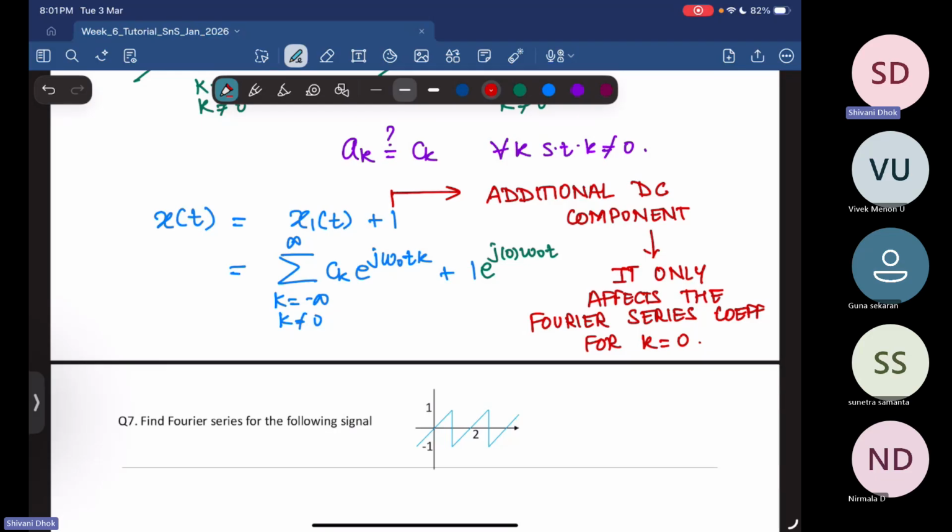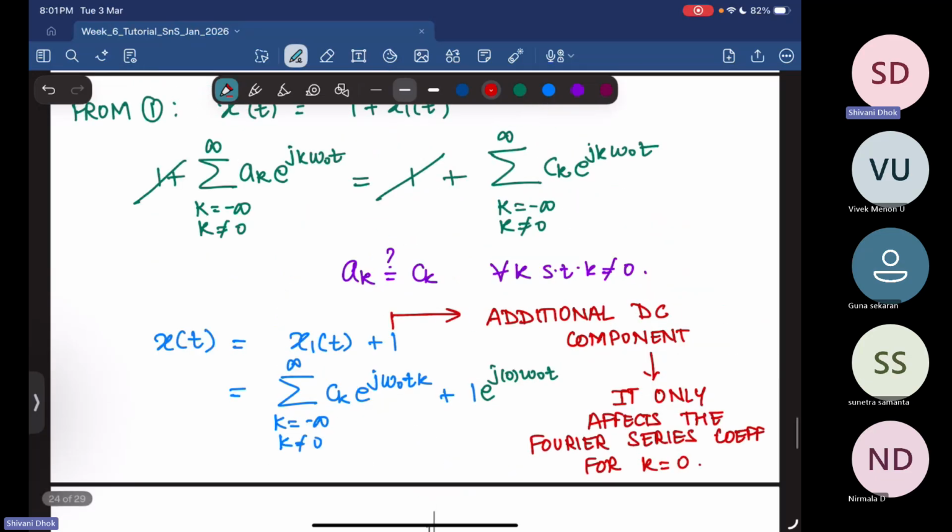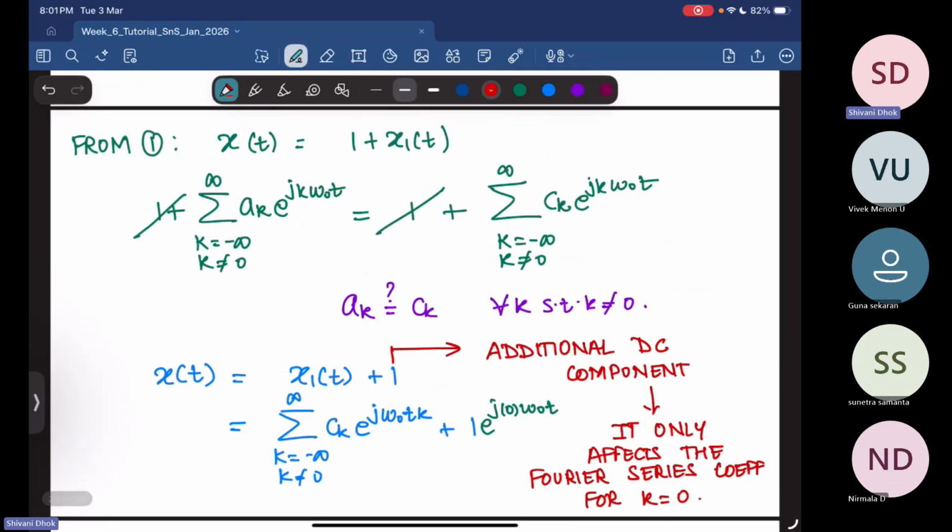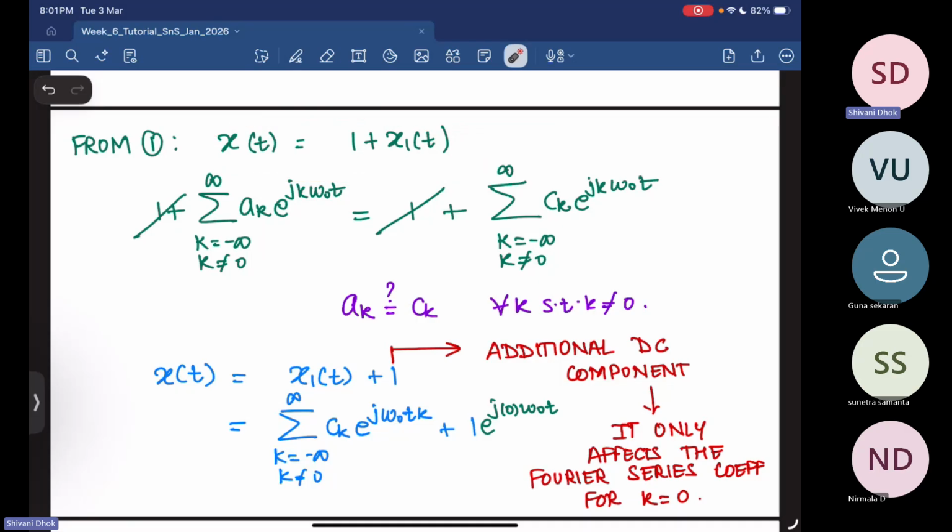Is it clear? Does that make sense? If you are adding a DC shift, only the DC component gets affected. Otherwise, all the other harmonics remain same. This is an important observation. Please keep in mind, in case you are given a particular signal like this, then just change its DC component. Any questions till this time?